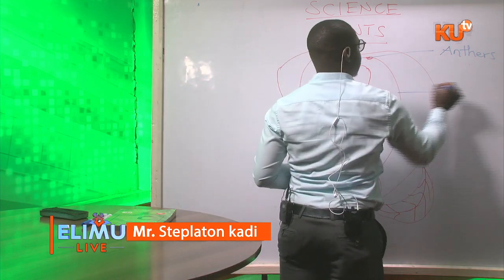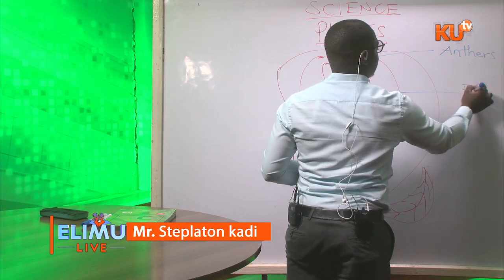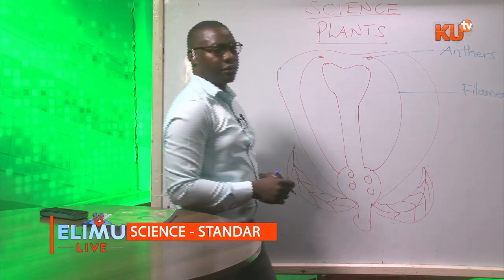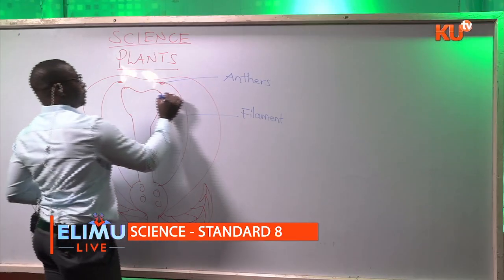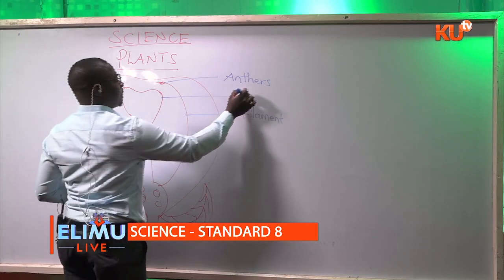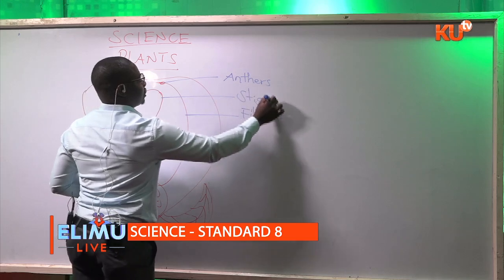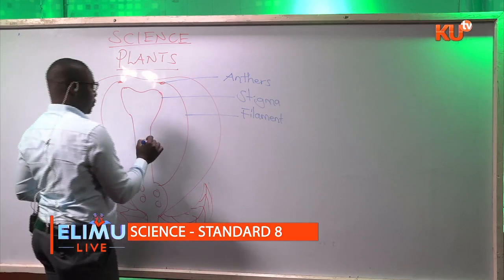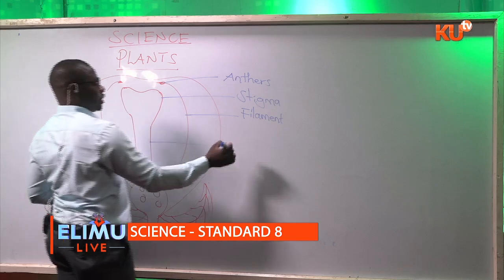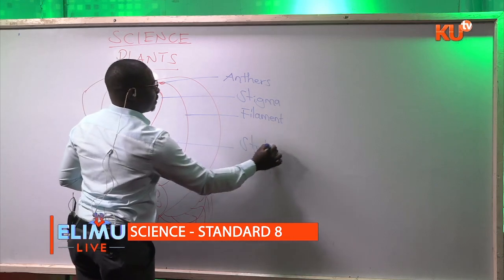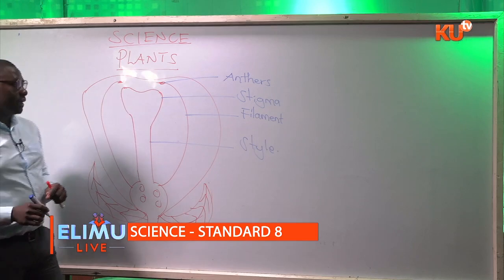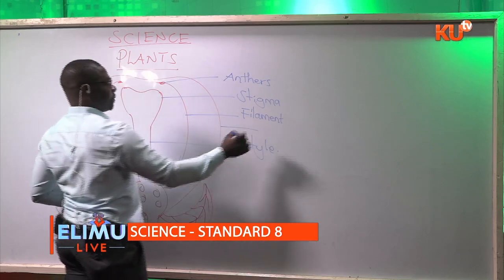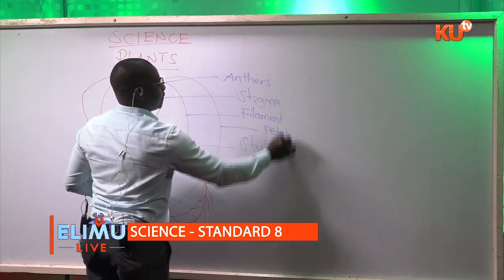So we have this second part. This one is called the filament. So we have the anthers, we have the filament. The next part is called the stigma. That is called stigma. So we come to the next part, which is called the style. We come to the outer part here. The outer part is called the petal.